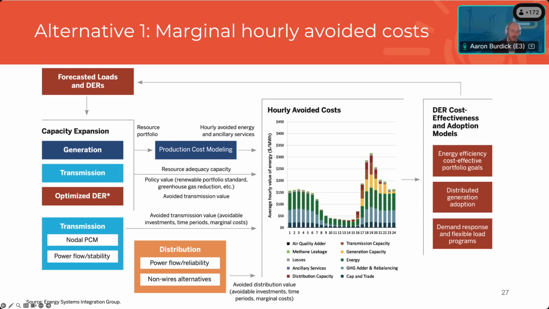So this would involve using production cost modeling for hourly energy and AS costs, and then pulling from the expansion model the reliability and policy value that different resources can provide.